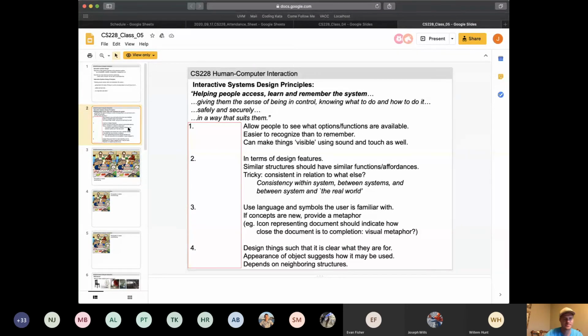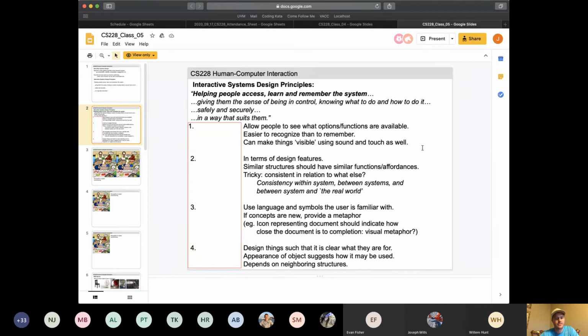Okay. So first we want to talk about helping people access, learn, and remember a system. So the first one here is visibility. We want to allow people to see what options and functions are available, and we want those to be easy to recognize and remember.